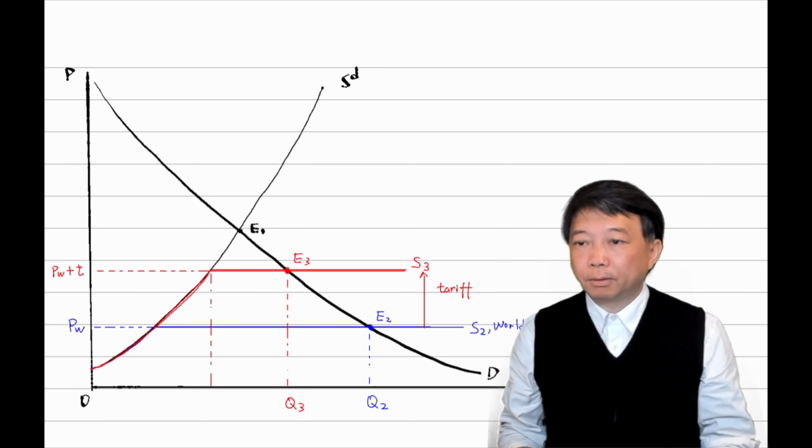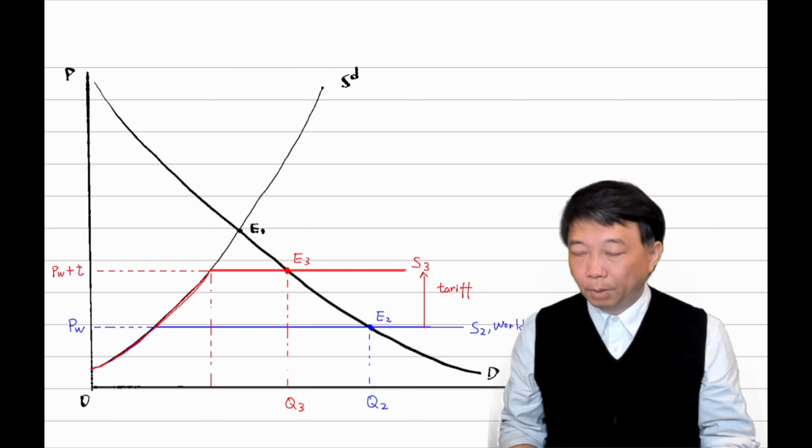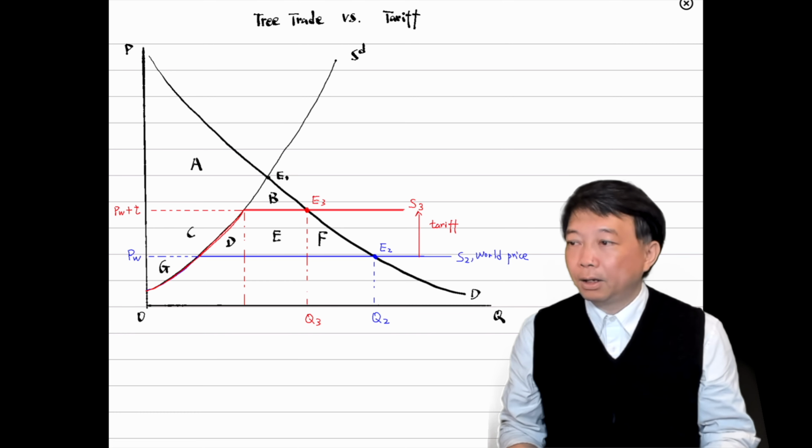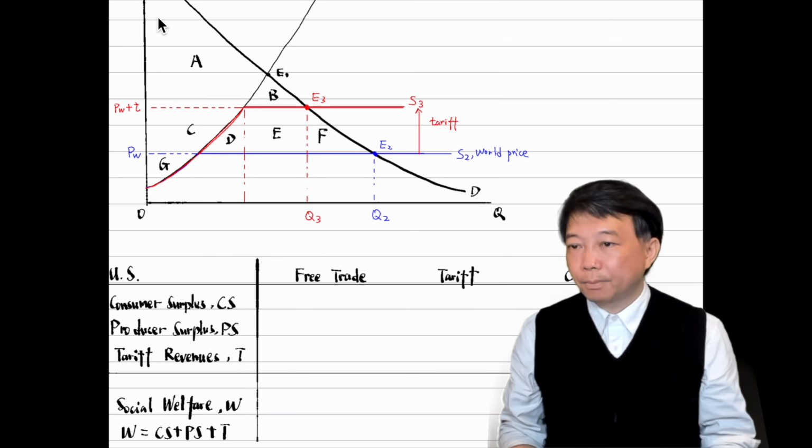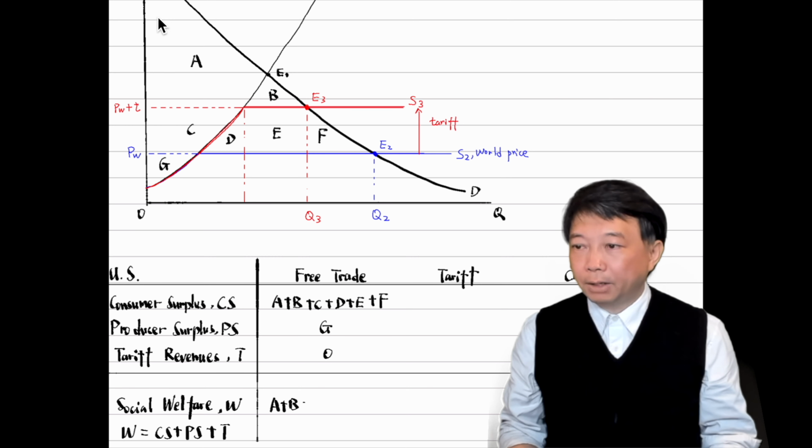Compared to free trade, the market equilibrium price under tariffs rises from PW to PW plus T, and the equilibrium quantity drops from Q2 to Q3. We compare consumer surplus, producer surplus, and social welfare with tariffs versus free trade. Under free trade, consumer surplus is the area A plus B plus C plus D plus E plus F. Producer surplus is area G. Social welfare is the sum of them.